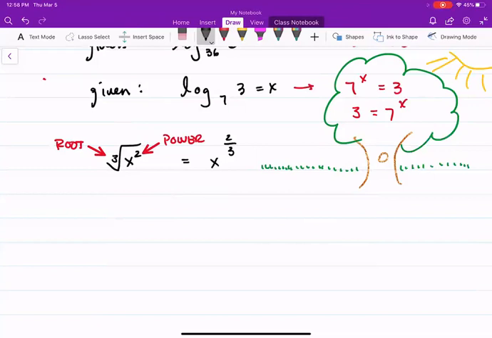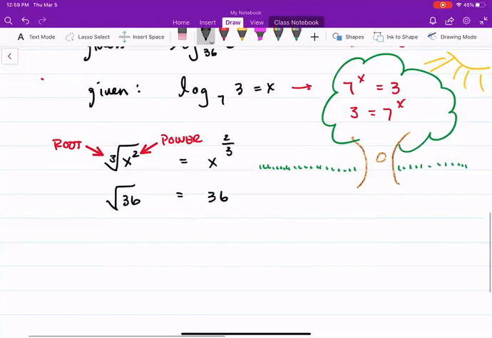So if I had the square root of x, or better yet, the square root of 36, what's the power on that 36? It's to the 1st power. And what is the root, since there's no number in the wedge? 2. So it's 36 raised to the 1/2 power.